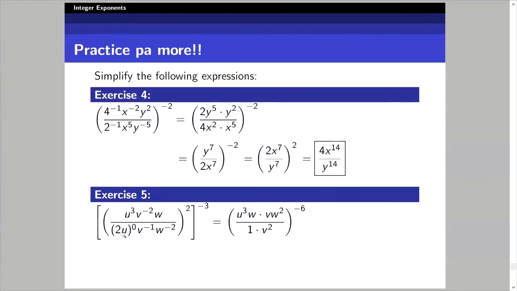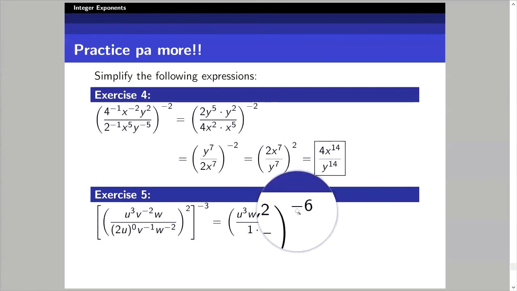Okay? Kung u lang ang naka-raise sa 0, yun lang yung 1. u raised to 0, it's 1. So you have 2 times 1. Pero it's very clear na yung 2 ay naka-raise din sa 0. So they become 1. And then, saan galing ang v squared? Ayun, nasa taas. You have v to the negative 2, mag-move siya sa denominator. So that's why we have v squared here.